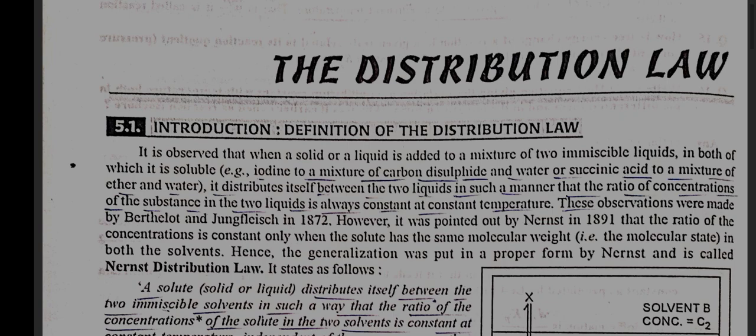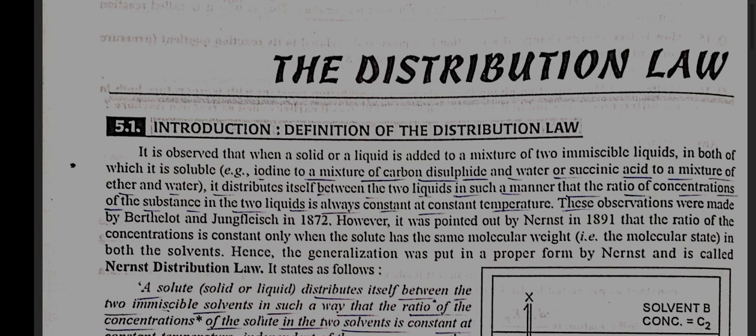These observations were made by Berthelot and Jungfleisch in 1872. However, it was pointed out by Nernst in 1891 that the ratio of the concentration is constant only when the solute has the same molecular weight in both the solvents. Hence, the generalization was put in a proper form by Nernst and is called the Nernst distribution law.